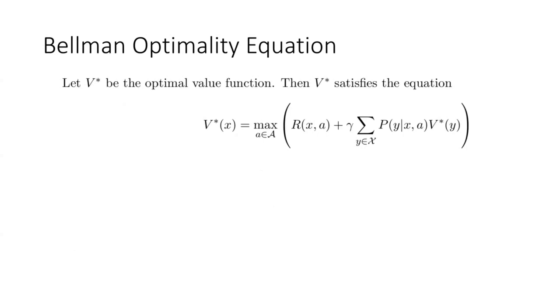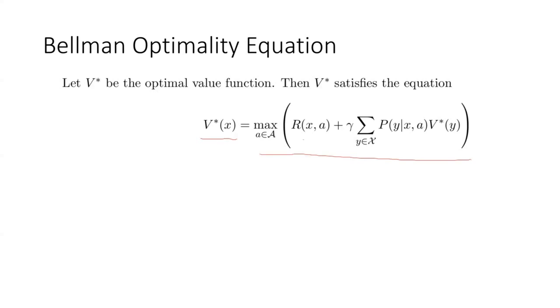We are going to use an important property of the optimal value functions called the Bellman optimality equation. Let me first state the property, then I will explain the intuition behind that. Suppose V star is the optimal value function. Then the Bellman optimality equation, or this Bellman property, says that if V star is the optimal value function, then V star satisfies this equation. What is that equation? The value corresponding to the state X is given by what is on the right hand side.